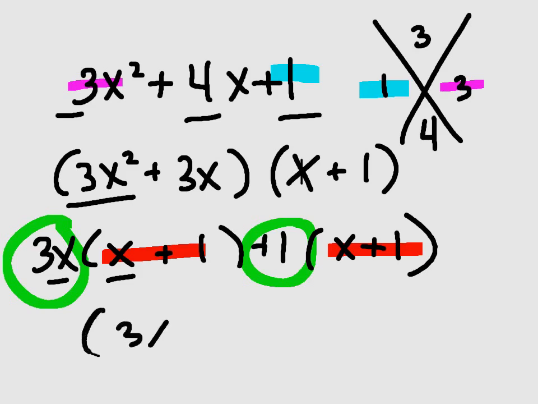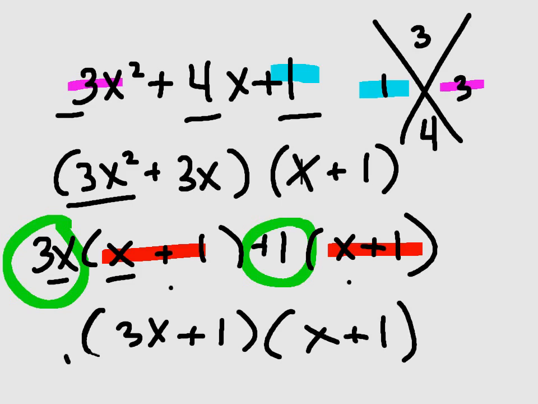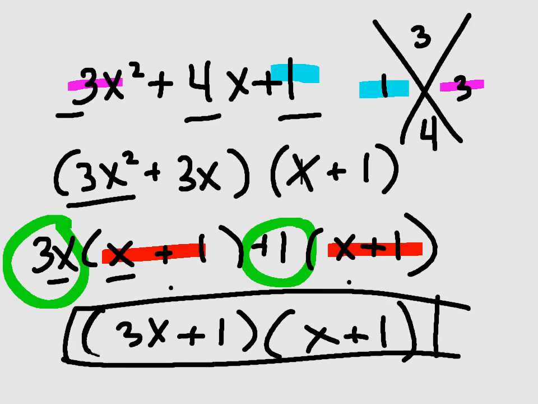We'll get 3x plus 1. And then your second term will always be the term you got twice in both of these. So it will be just (3x plus 1)(x plus 1). And that would be your final answer. And that's simply how to do it. So now I'll show you some examples.